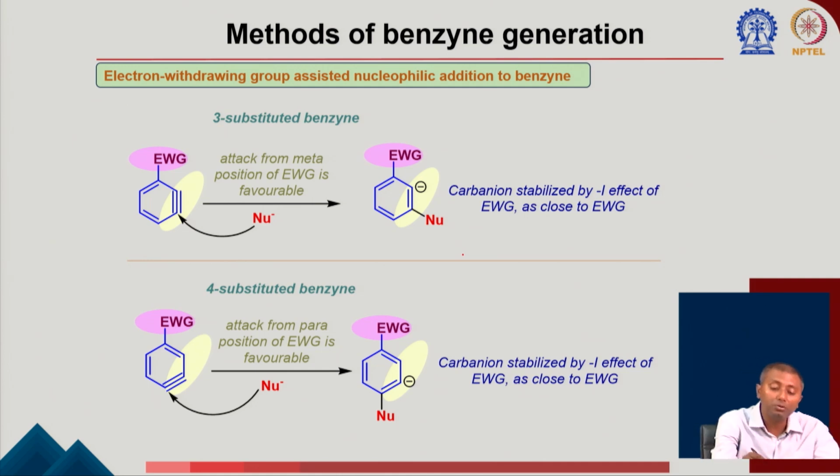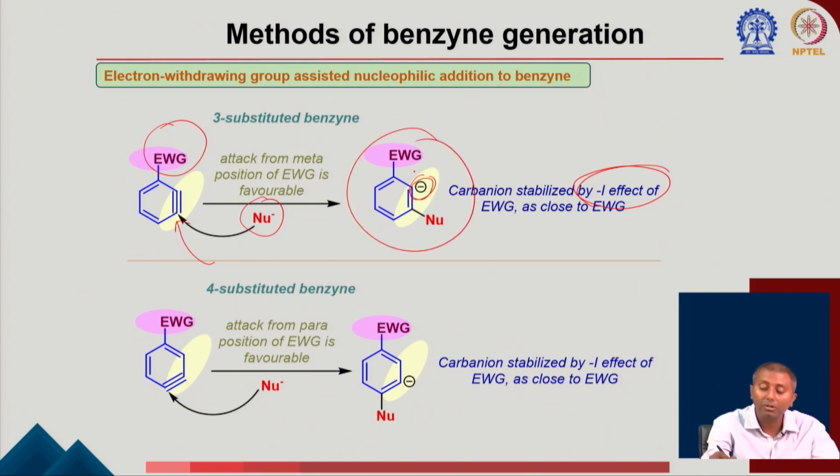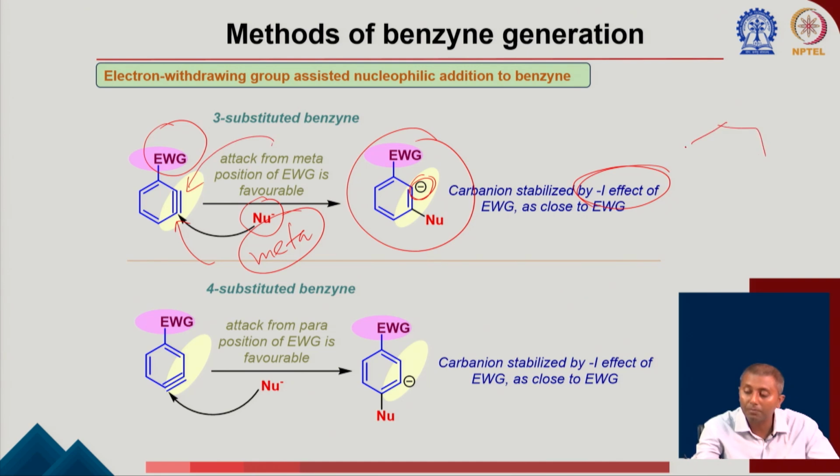As soon as you have an electron withdrawing group here which has a minus I effect, correct, we know about groups which have a minus I effect. Now the nucleophile can attack from this side. If it attacks from this side, it generates this anion here. This can get more stabilized because of the minus I effect of the electron withdrawing group. In this case, this will be the meta attack, so this will give the major product, but at the same time you will get some attack from this side, which gives the minor product.